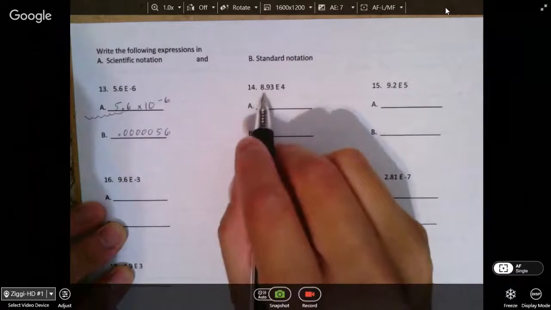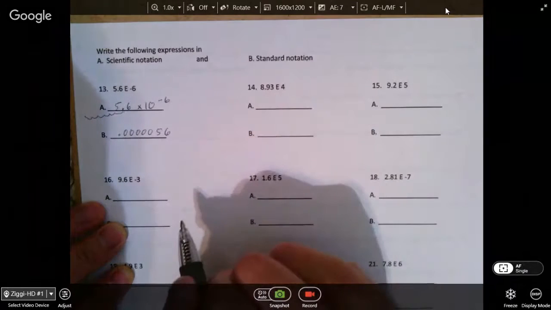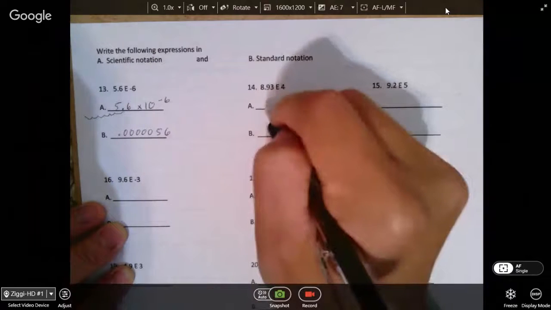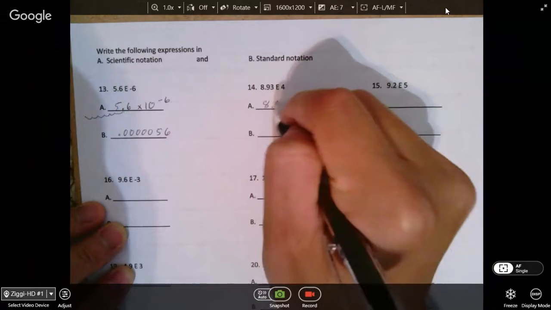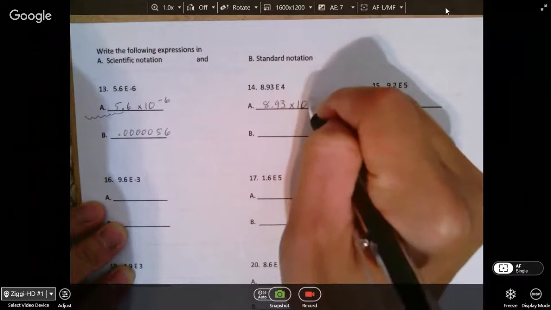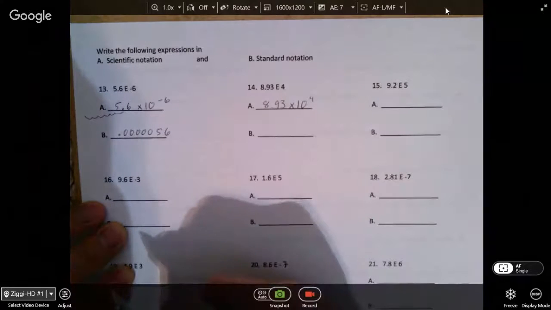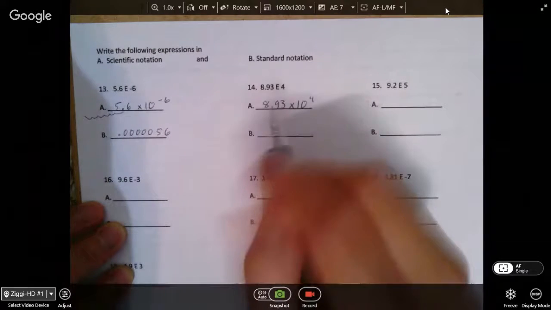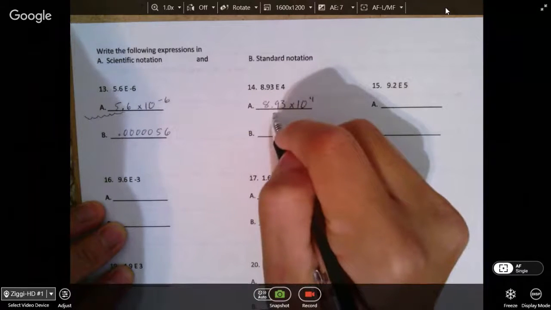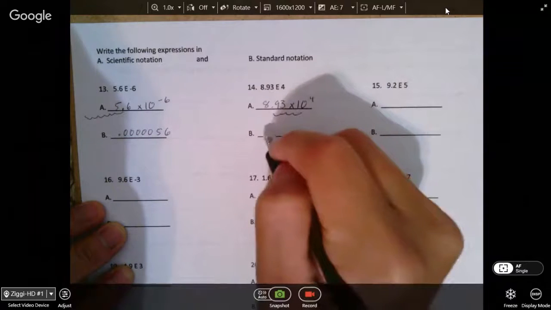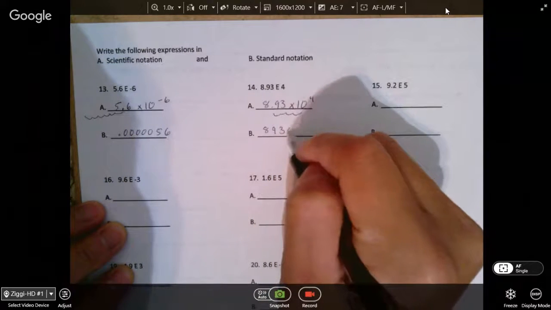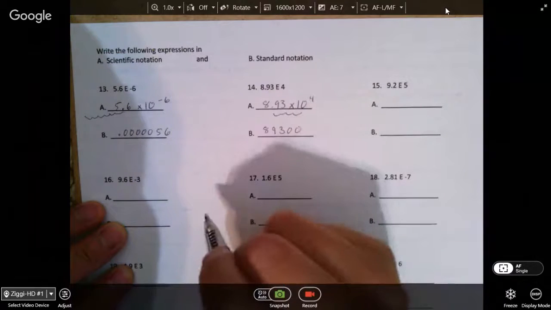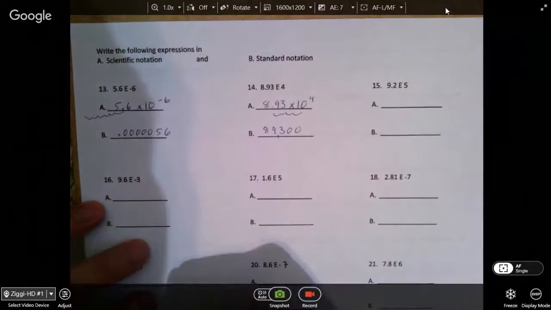Number 14, 8.93 times 10 to the 4th. Okay, so we'll just write that, 8.93 times 10 to the 4th. That's what the E means. Okay, for standard notation, this means I just have to move the decimal to the right, since it's a positive exponent, 4 times. 1, 2, 3, 4. So 893, and then 2 zeros after that. Right, and our decimal point here would be at the end. We put in our comma, that'll be 89,300.